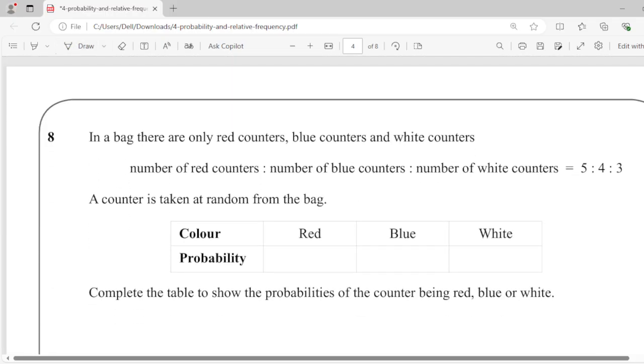Question 8. In a bag, there are only red counters, blue counters, and white counters. This is the ratio of red to blue to white. A counter is taken at random from the bag. Complete the table to show the probabilities of the counter being red, blue, or white. 5 plus 4 plus 3 is 12. So the probability of getting red is 5 over 12, blue is 4 over 12, and white is 3 over 12.